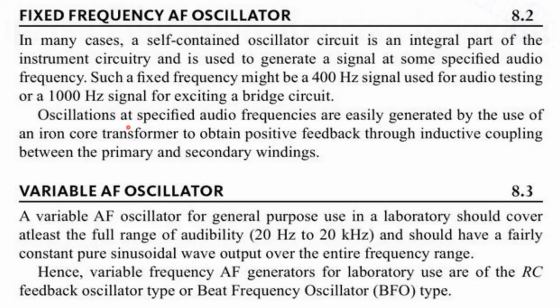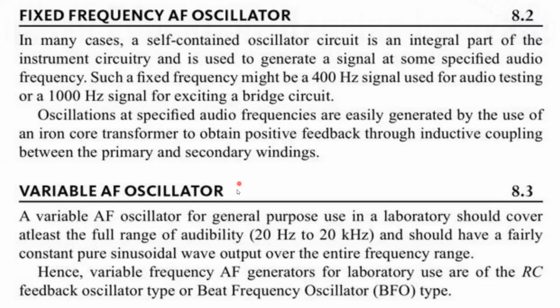Oscillations at a specified audio frequency are easily generated by the use of an iron core transformer. We are going to use the iron core type of transformer to obtain the positive feedback through inductive coupling. It will give positive feedback, and it gives inductive coupling between the primary and secondary windings.